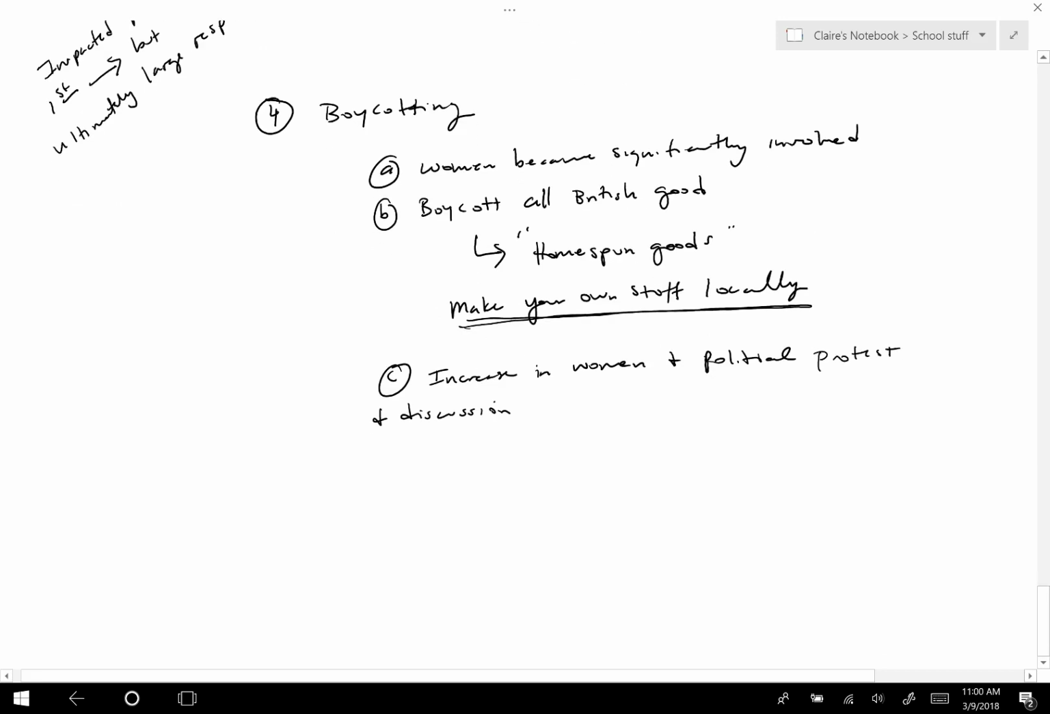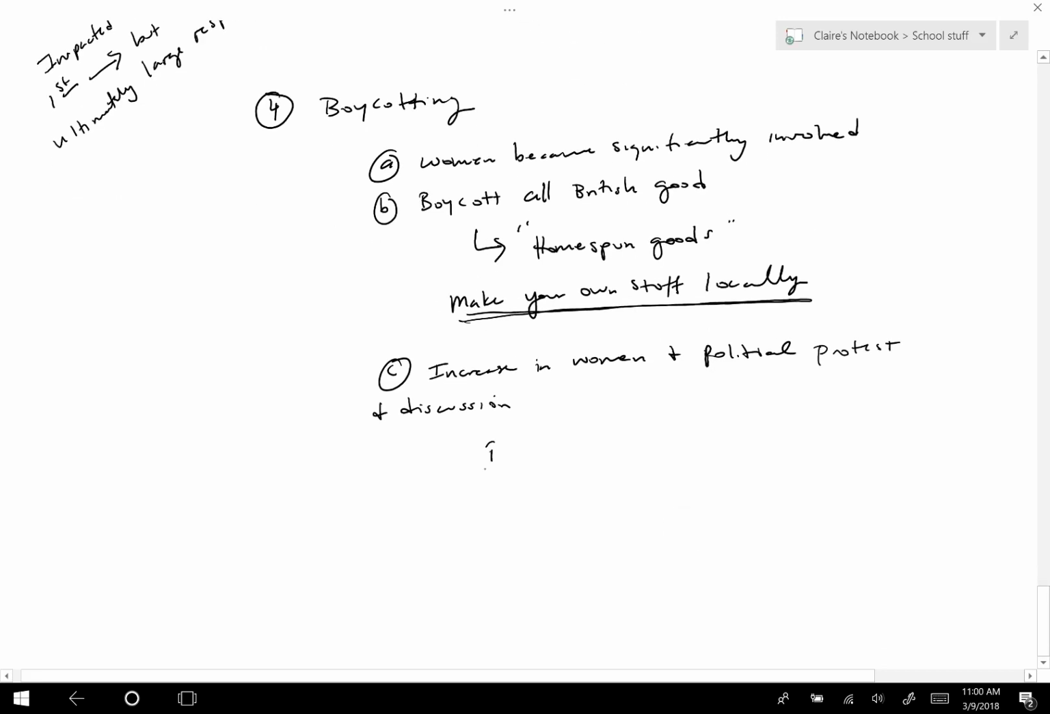What they did is they did a whole bunch of things to encourage it. They had what were called spinning bees. And at the spinning bees, women got out their old, what is it? The machine that you spin the wool and other types of things into thread with. Their spinning machine.